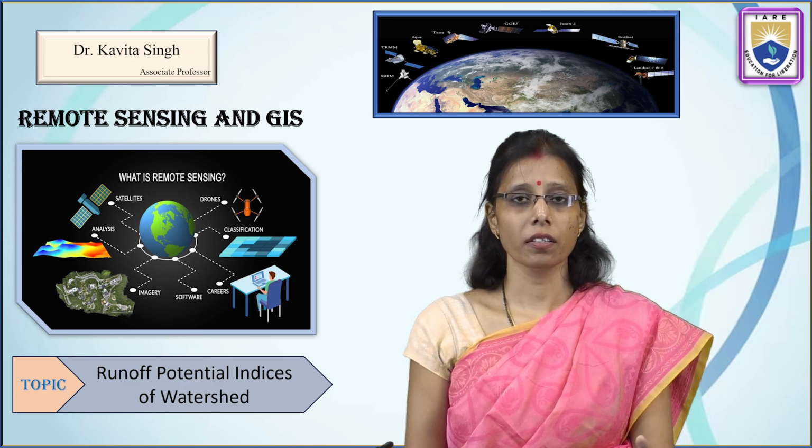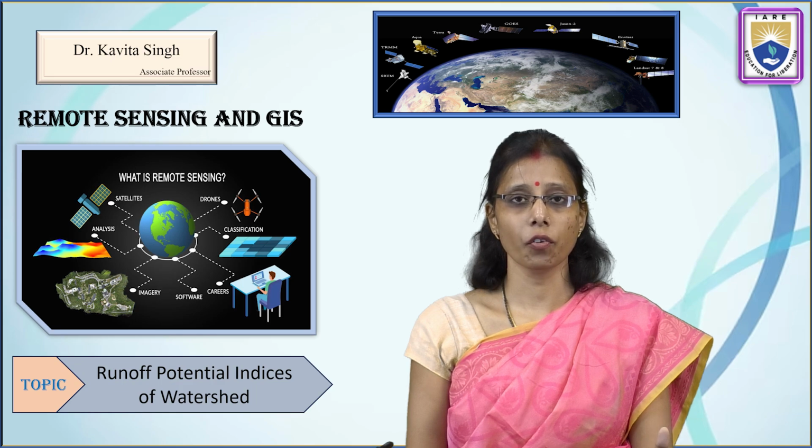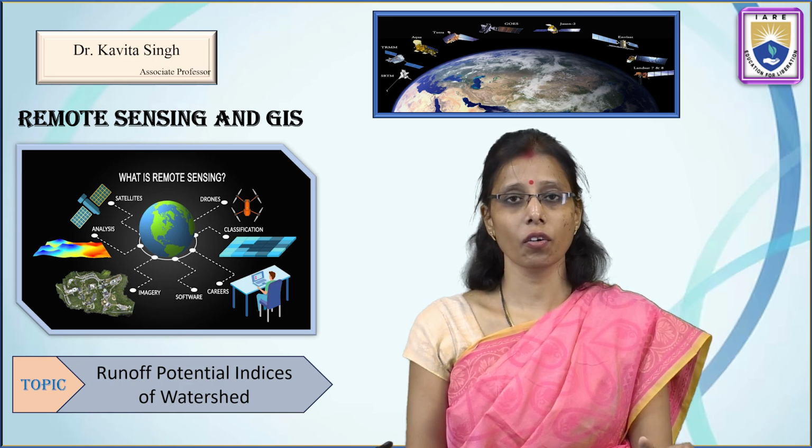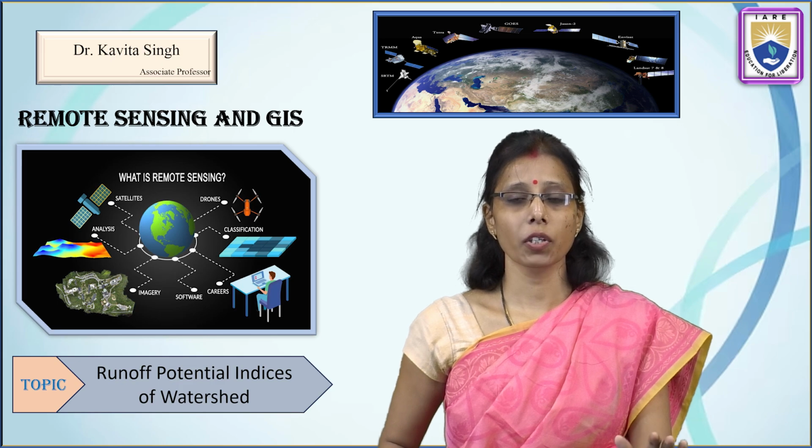Most of the factors are the type of soil, the type of topography, and the type of area. It also depends on the type of rainfall, whether high intensity or low intensity rainfall is there. All of that determines the runoff amount, whether it is more or less. So today we'll be discussing the runoff potential indices of watershed.